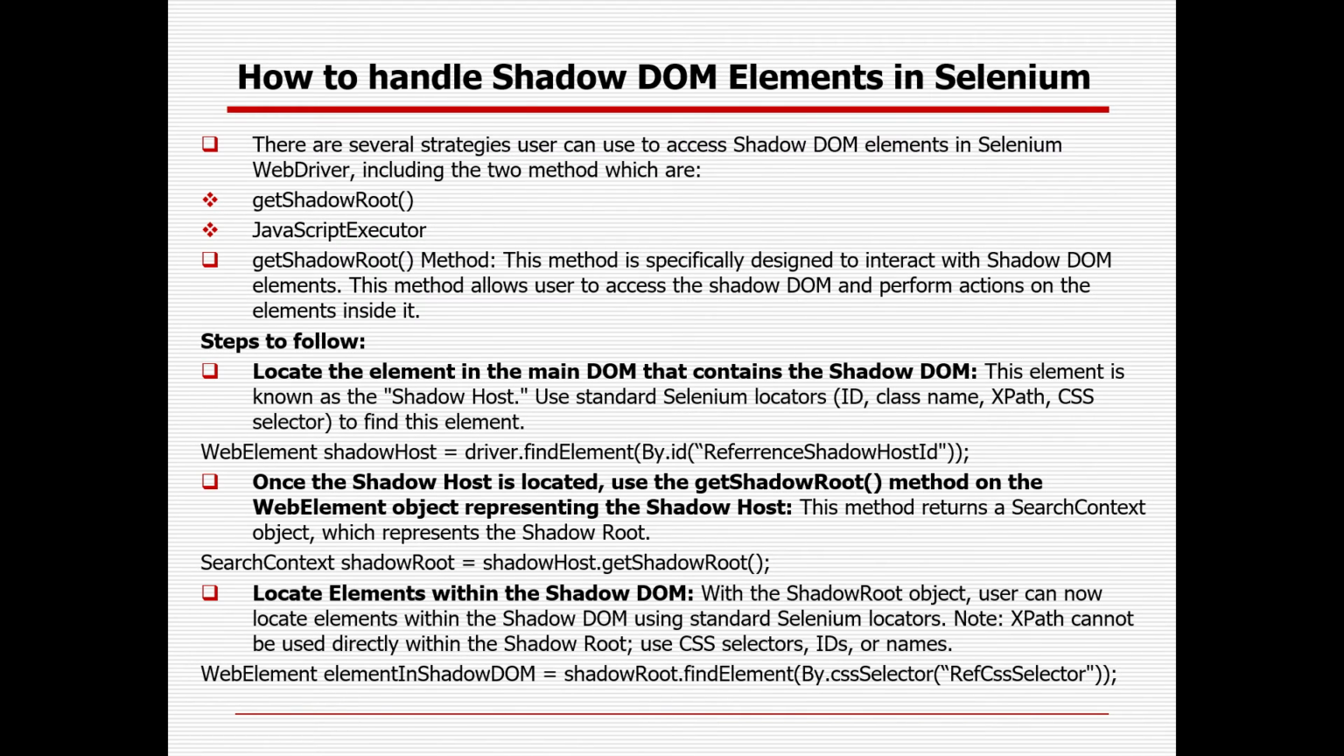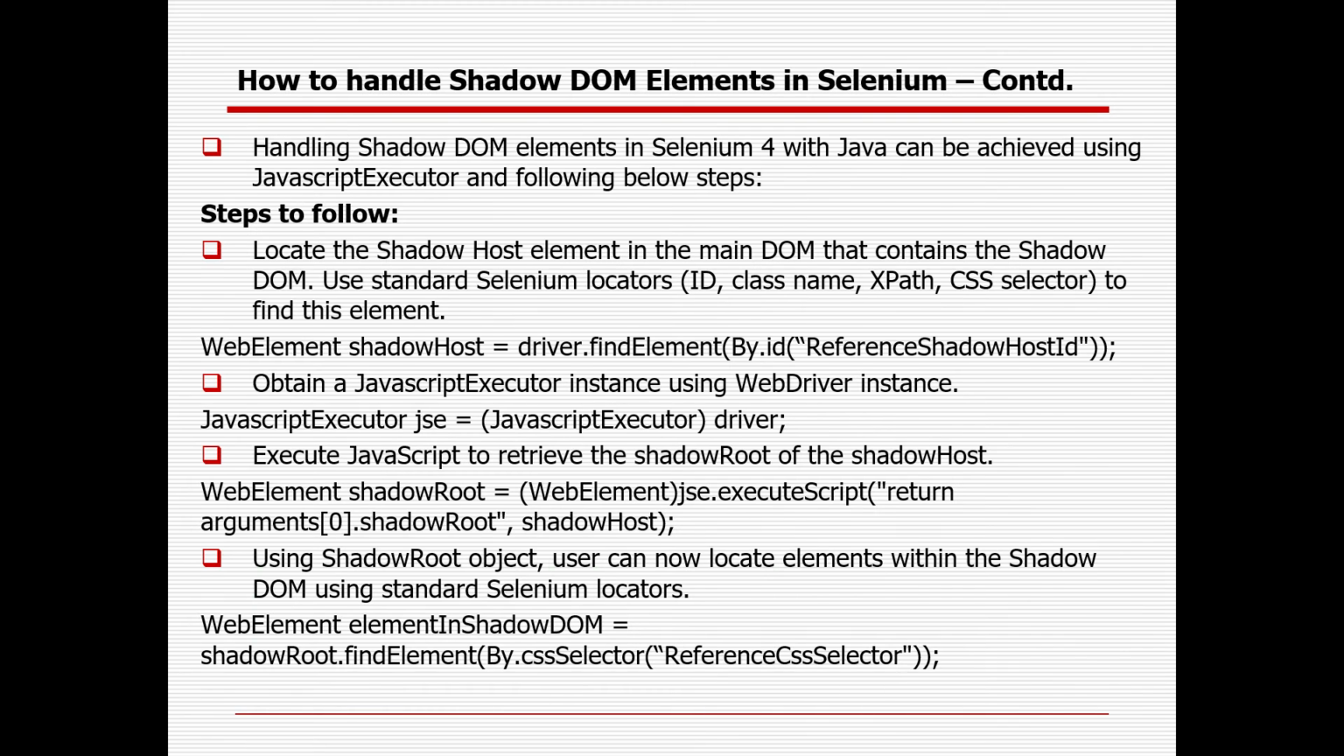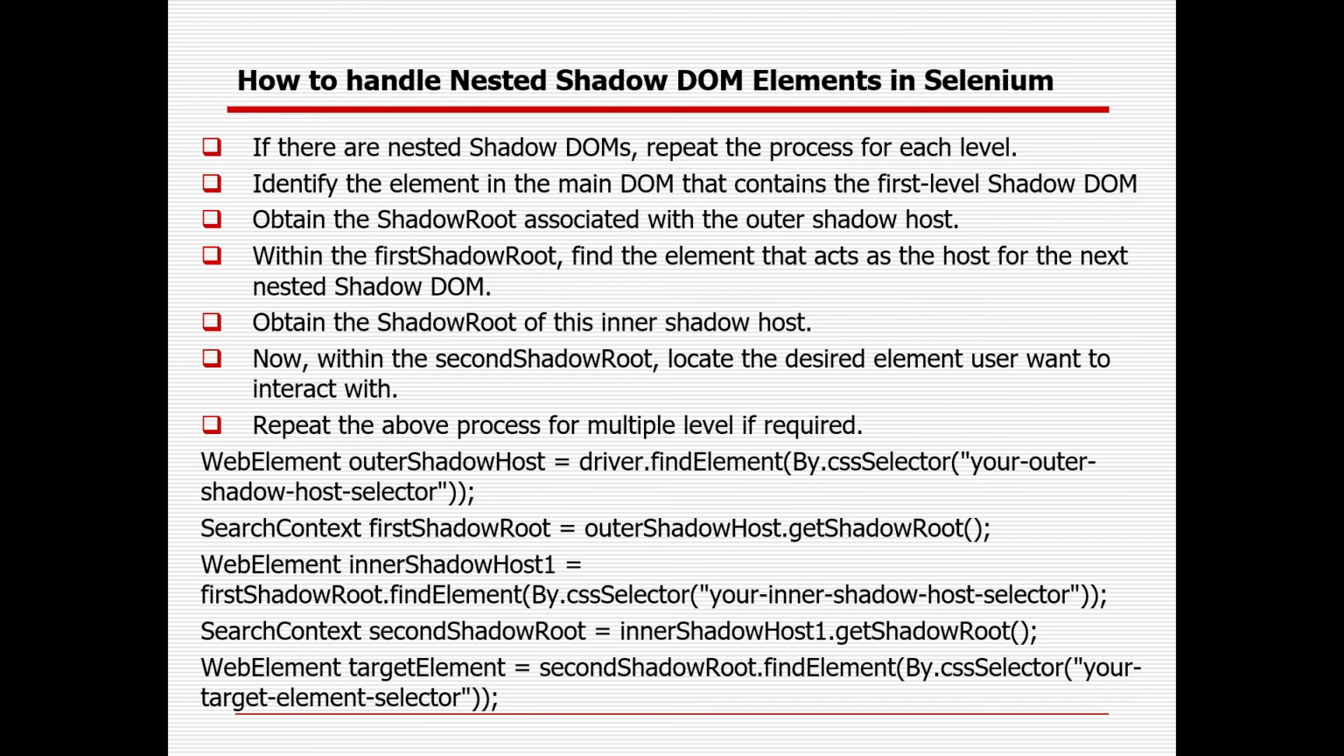One is with the help of this get shadow root method, and one with the help of the JavaScript executor method. You can handle shadow DOM elements. But the next question will come: in case nested shadow DOM is available, meaning there are multiple shadow DOMs available, right? There is a root, then there is a shadow DOM element, there is a root within the first root, there might be some nested shadow DOM. So that is the way, right, how you can handle it.